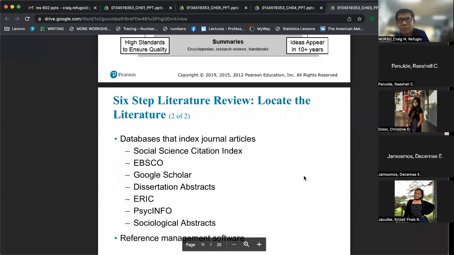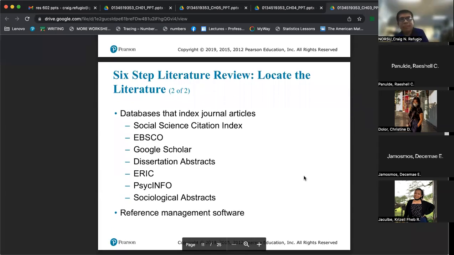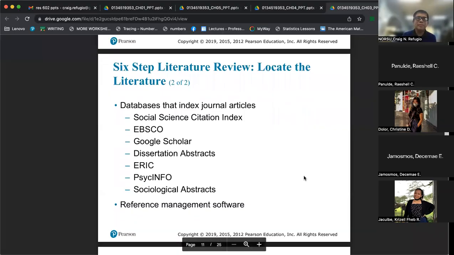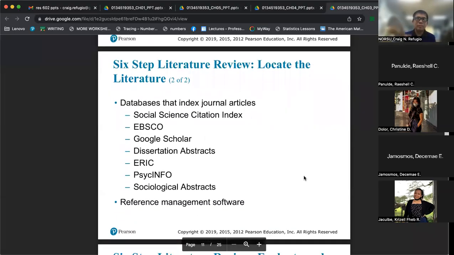Next, 6-step literature review: locate the literature. Databases that index journal articles include Social Science Citation Index, EBSCO, Google Scholar, Dissertation Abstracts, ERIC, PsycINFO, Sociological Abstracts, and reference management software. So I want you to explore these. This is your third assignment, for this coming Tuesday. I want you to explore all of these databases.